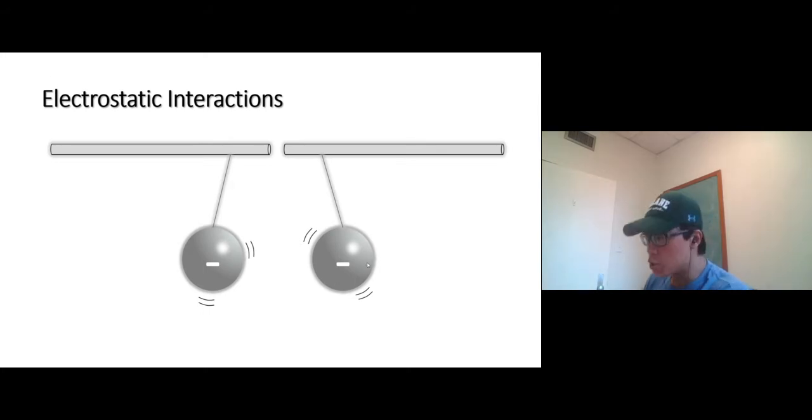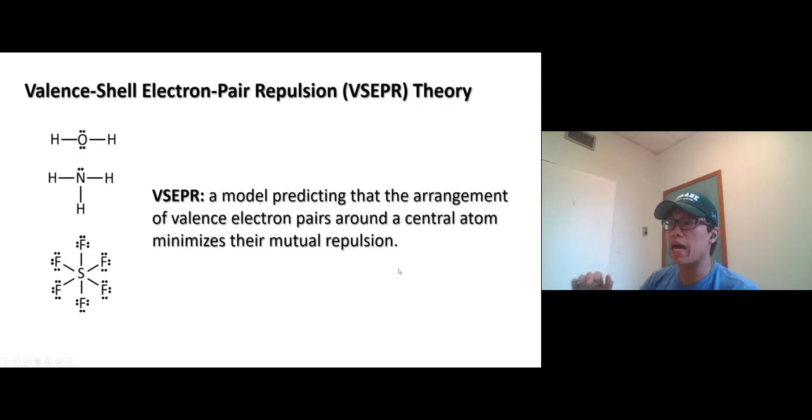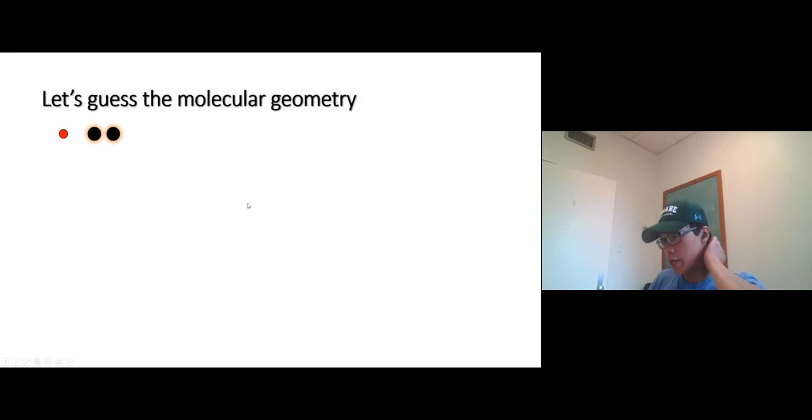Okay? So using this idea, there's a theory called valence shell electron pair repulsion theory. So basically, this theory is used to predict the molecular geometry of a molecule. What does it look like in real life in 3D structure? Okay. So here's how it works.